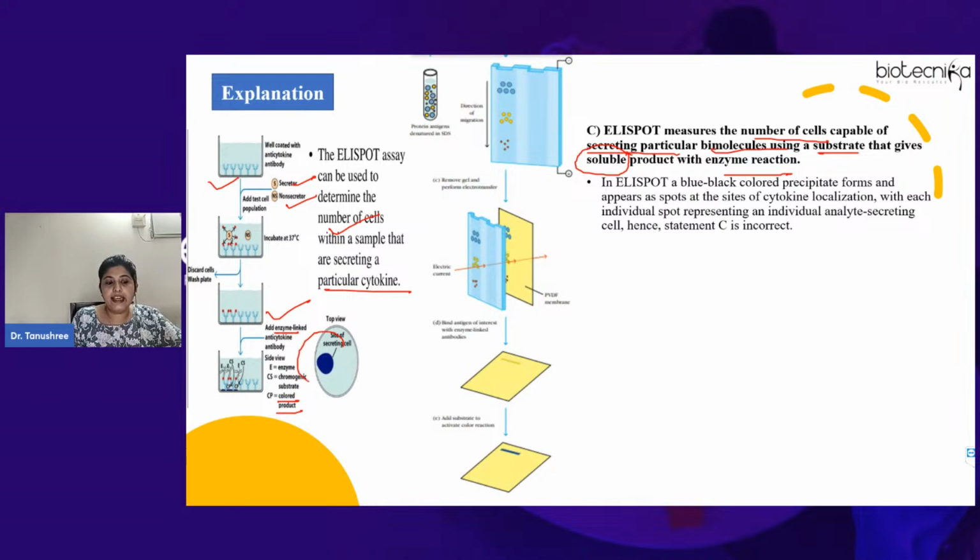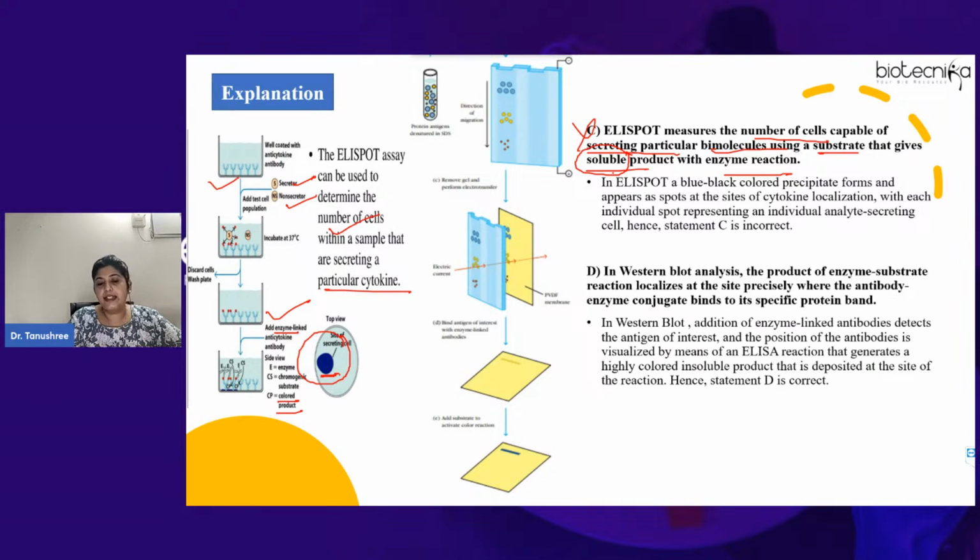So basically, this is how the result will be viewed. The result will be a blue-black colored precipitate that is formed. So it appears as a spot at the site of cytokine localization. Therefore statement C is incorrect because a soluble product is not formed. It's a precipitate which is formed.